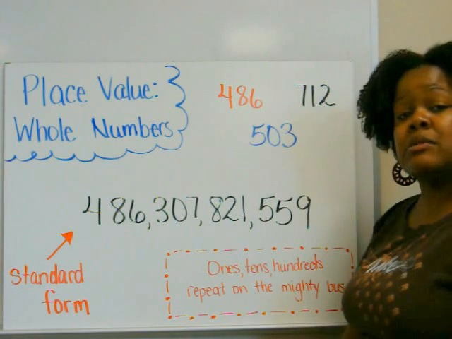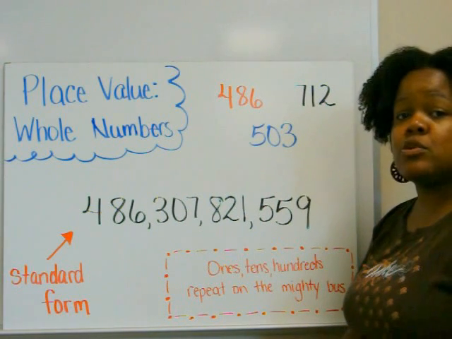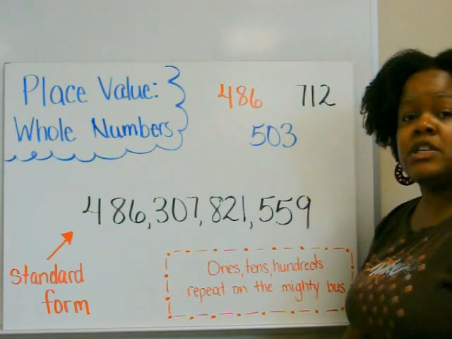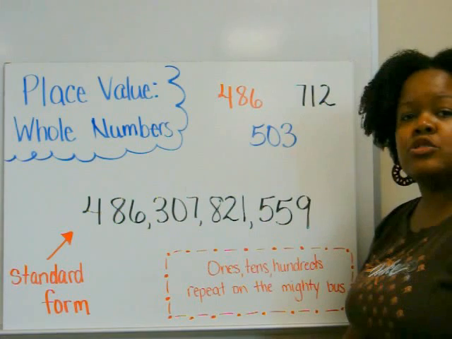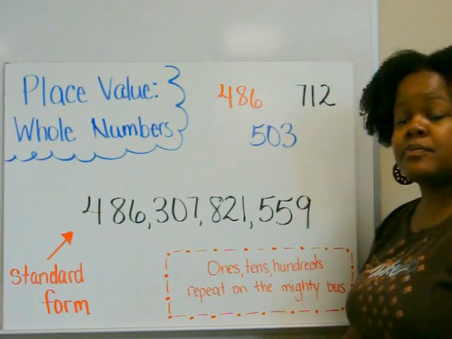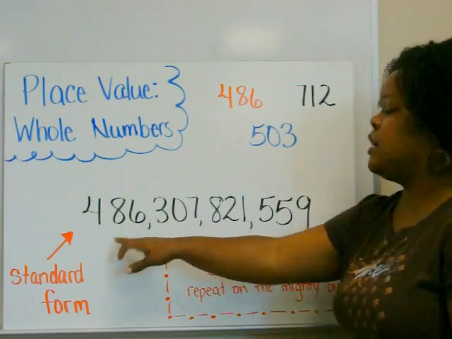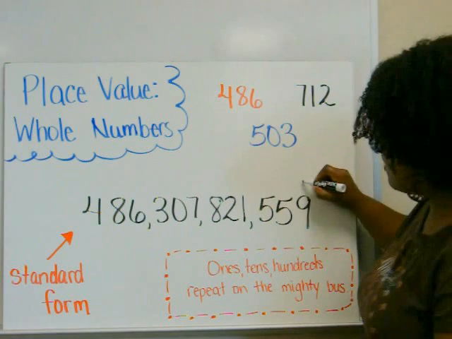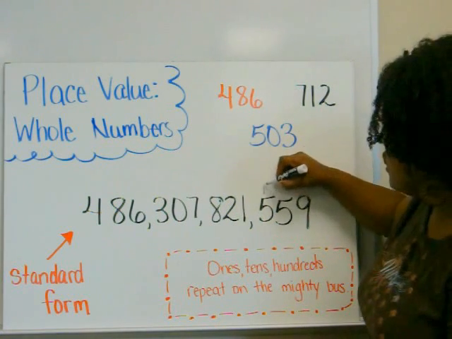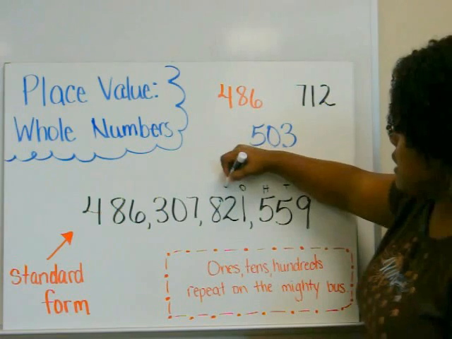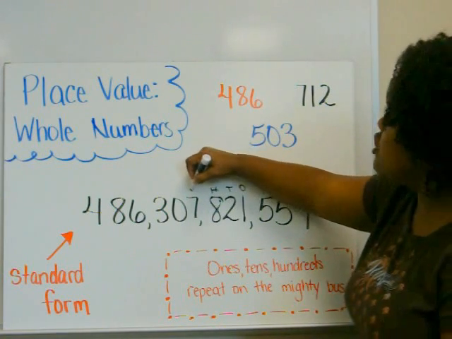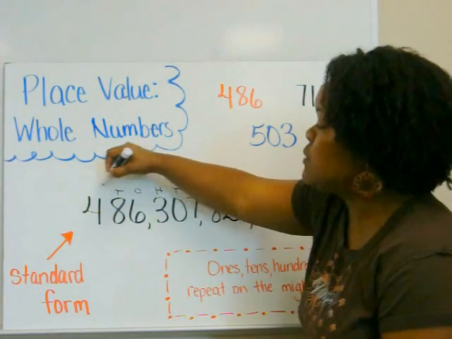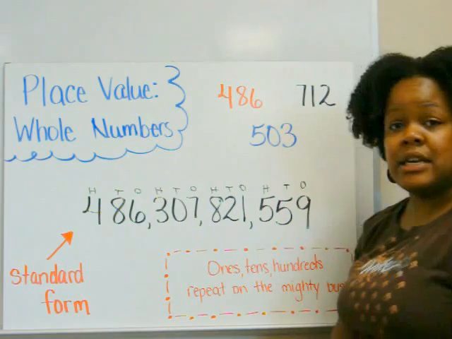However, I'm going to help you read this number so that we can transfer the standard form into written form. One sentence that you can use to help you remember how to read the values of each digit is: ones, tens, hundreds, repeat on the mighty bus. In each chunk or period, the ones place, the tens place, and the hundreds place is going to repeat. So we start off ones, tens, hundreds, repeat. Ones, tens, hundreds, repeat, and so forth until you get to the beginning of your number. This will work no matter how many digits the number has in it.